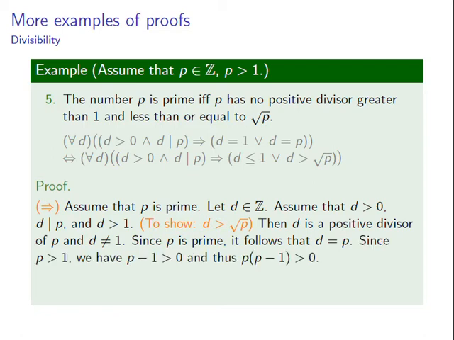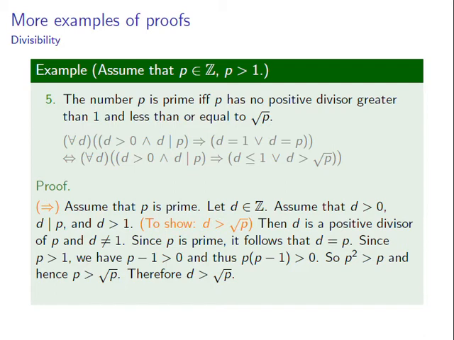Since p is greater than 1, p minus 1 is greater than 0, and thus p times (p minus 1) is greater than 0. So p squared is greater than p, and hence p is greater than the square root of p. Since d equals p, we therefore have d is greater than the square root of p.